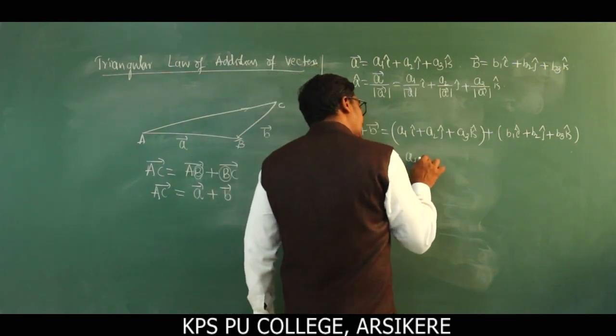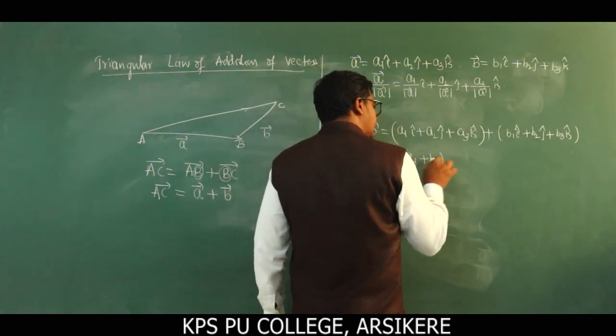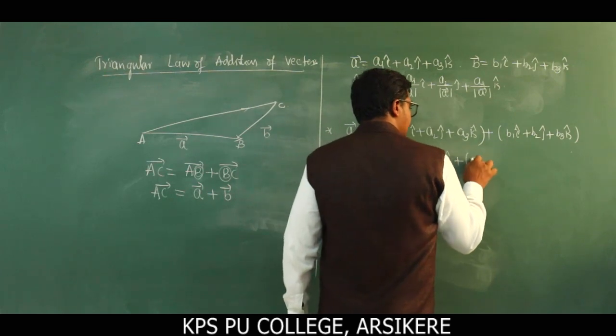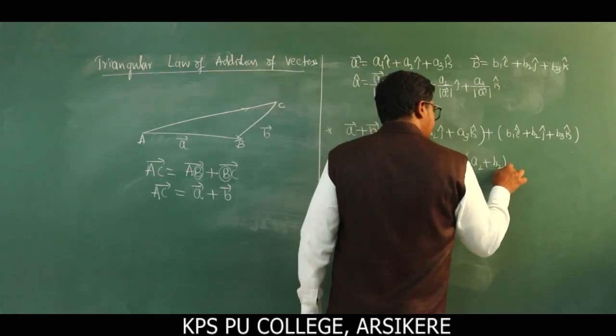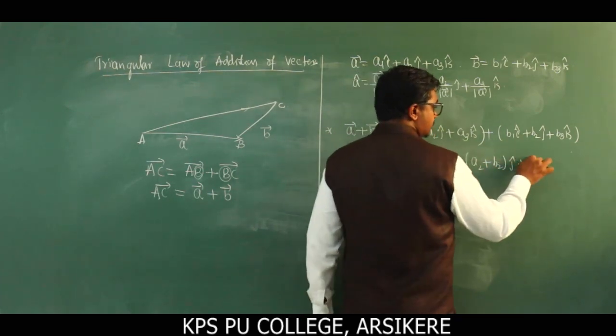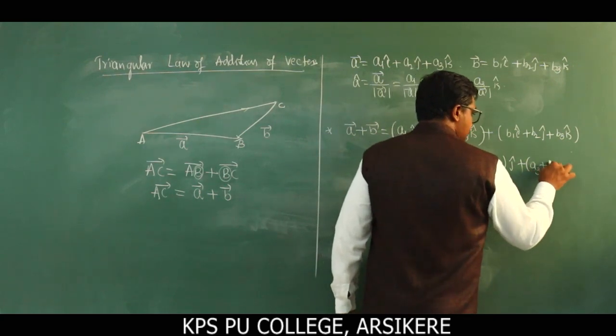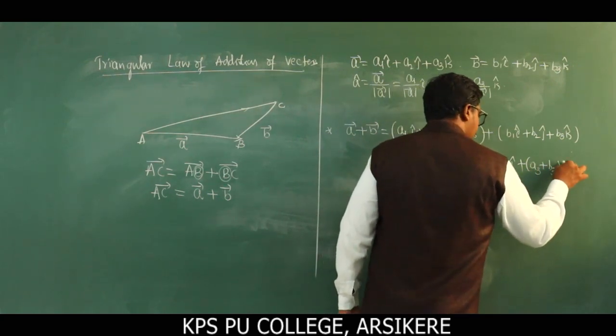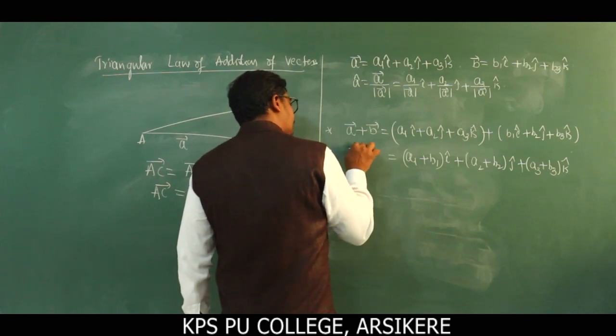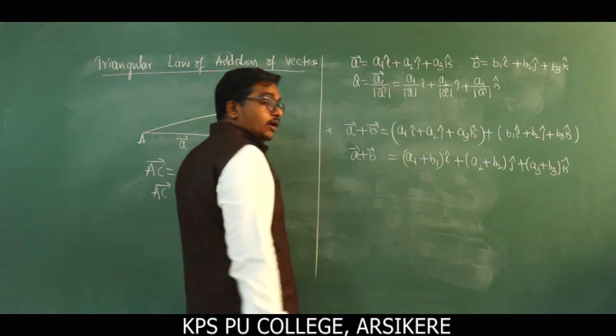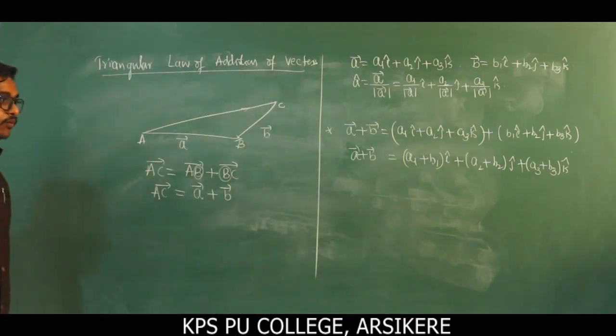That becomes A1 plus B1 into I cap plus A2 plus B2 into J cap plus A3 plus B3 into K cap. This represents vector A plus B. Vector A plus B is equal to A1 plus B1 into I cap plus A2 plus B2 into J cap plus A3 plus B3 into K cap.